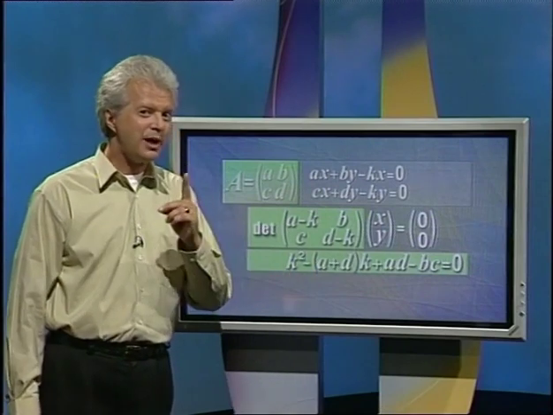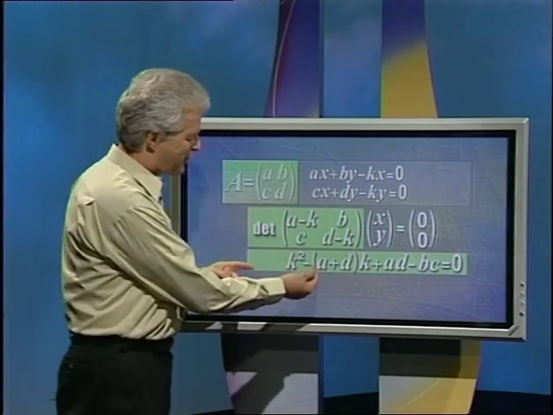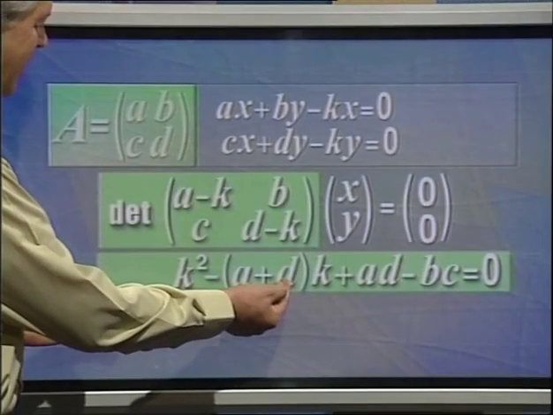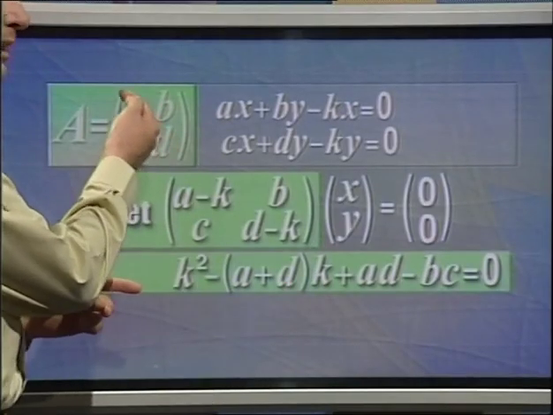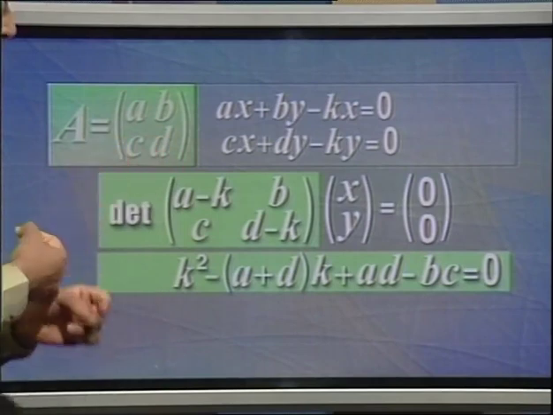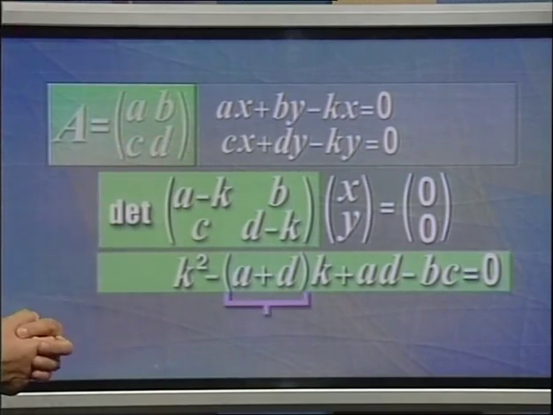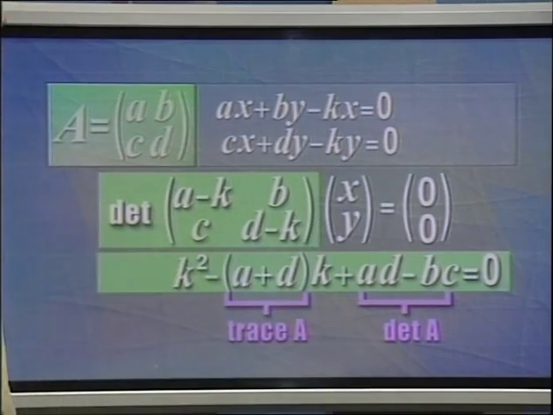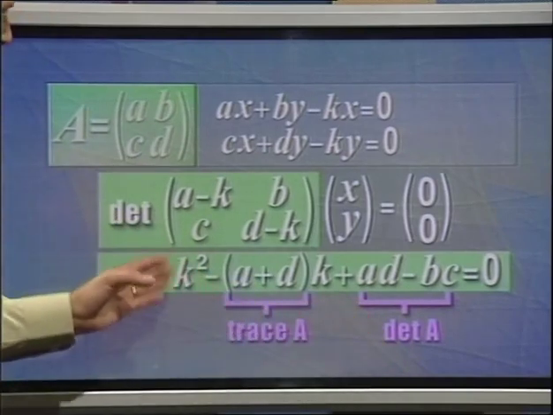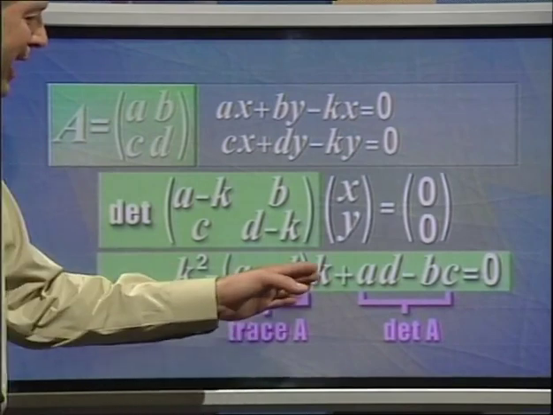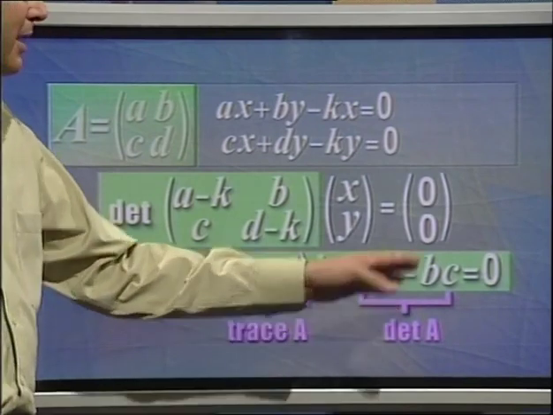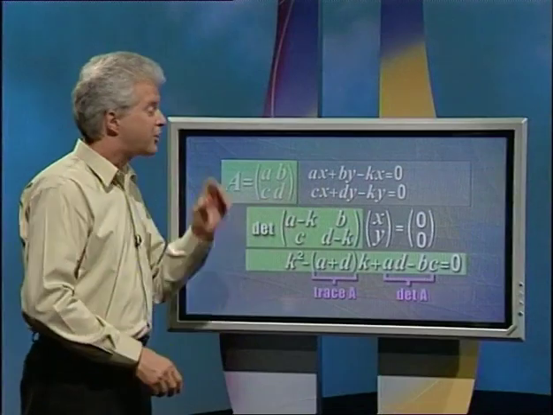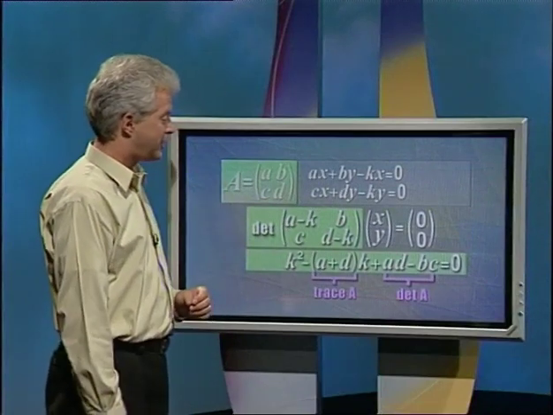There's a trick about actually remembering this equation. Notice the coefficient of k is a plus d. Well, that's just the sum of the leading diagonal, and we call that the trace of the matrix A. Also, ad minus bc is our old friend, the determinant of A. So that's quite a helpful way of remembering: k squared minus the trace of A times k plus the determinant of A equals 0.